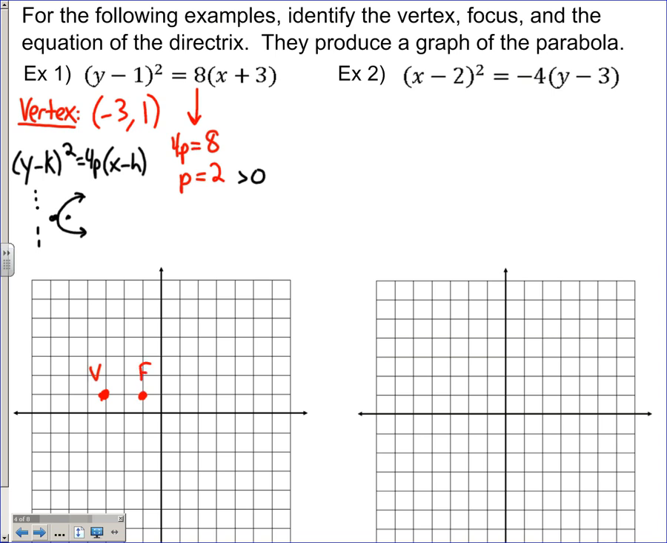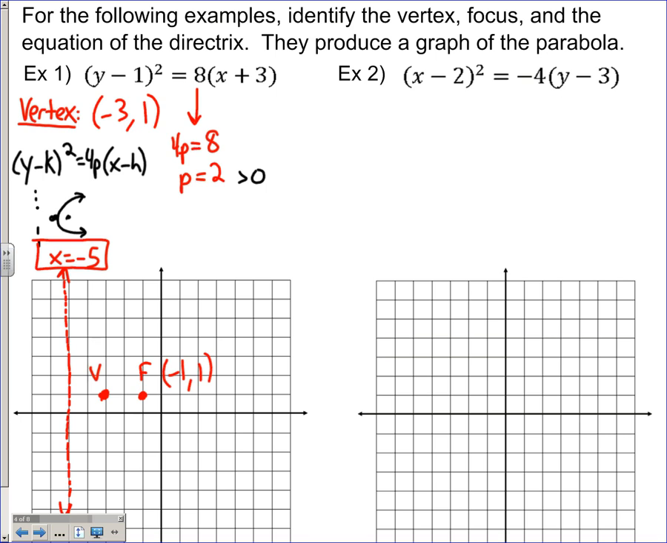So there's my focus. And my directrix is a distance of 2 in the other direction, to the left, and it would be a vertical line along x equals -4, or I'm sorry, 1, 2, 3, 4, 5. x equals -5. Okay, so x equals -5. Our coordinate for our focus we can find off of our graph would be -1, 1.